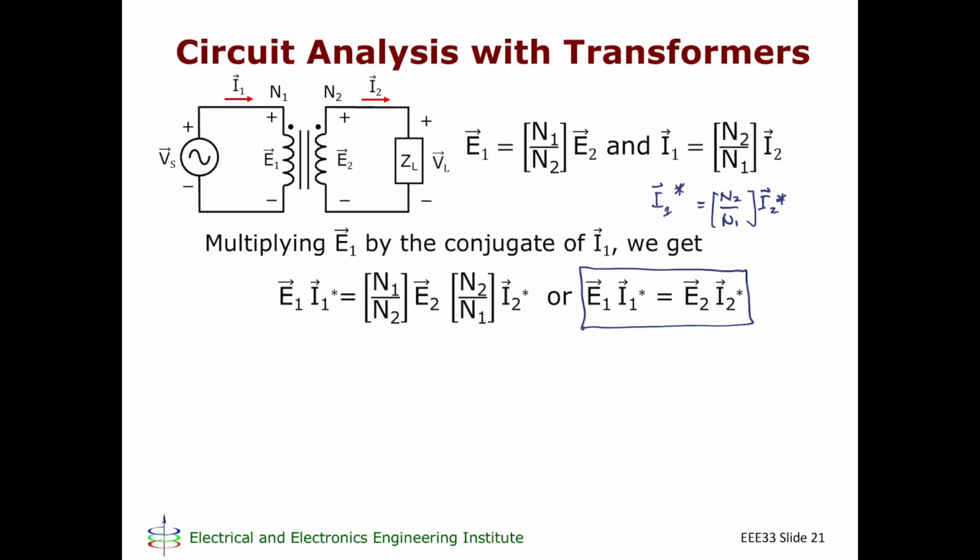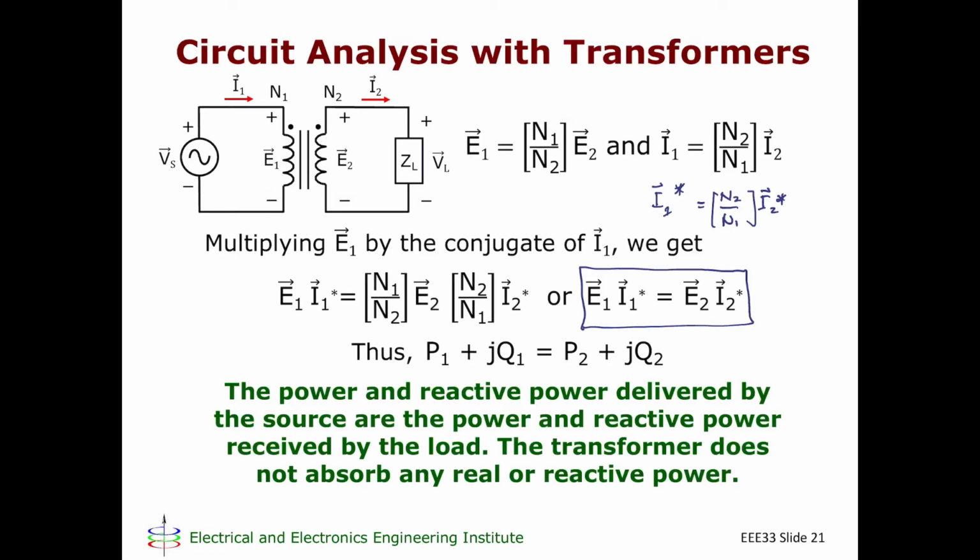But what is E1 I1 conjugate? That is P1 plus JQ1. And E2 I2 conjugate is P2 plus JQ2. So what are we saying here? Whatever the power and reactive power generated at the source will be totally transferred to the load. The transformer is not going to get any of it. Whatever is generated will be transferred. The power and reactive power delivered by the source are the power and reactive power received by the load. The transformer does not absorb any real or reactive power.